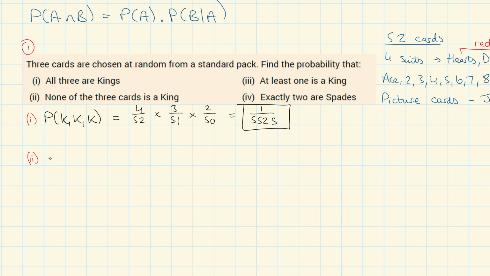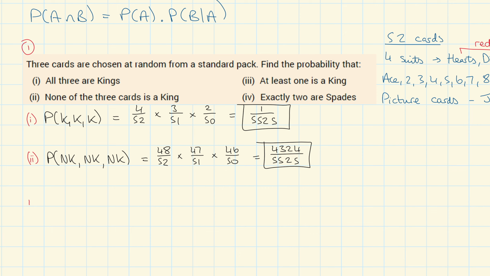Part 2, none of the 3 cards. So it's the probability it's not a king, not a king, and not a king. So if we have 4 kings, then it means there's 48 cards that aren't kings. Then there'd be 47 left, and 51, and 46 left, and 50. Into your calculator. We get back 4324 over 5525.